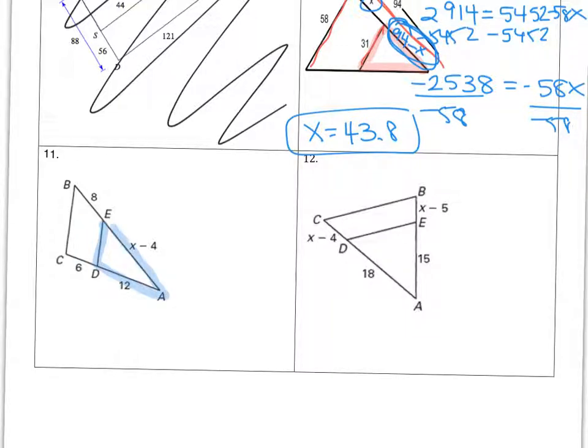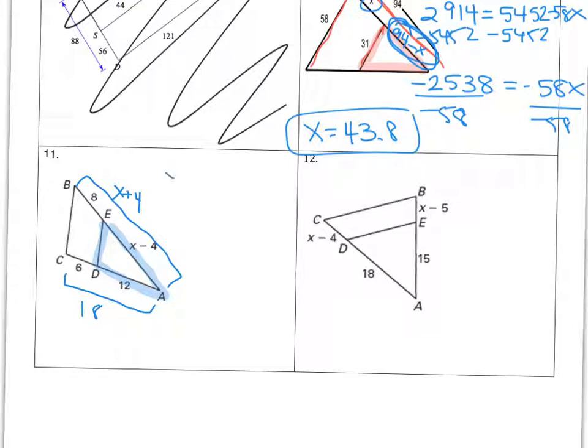So I'm going to highlight my little triangle, and I'm also going to go ahead and find all my big sides. So this side is 18, and this side is x minus 4 plus 8, right? But I can clean that up to say what? x plus 4, because negative 4 and positive 8 make positive 4.